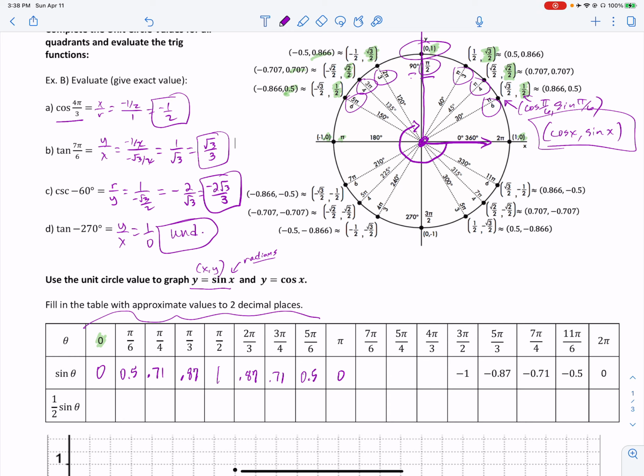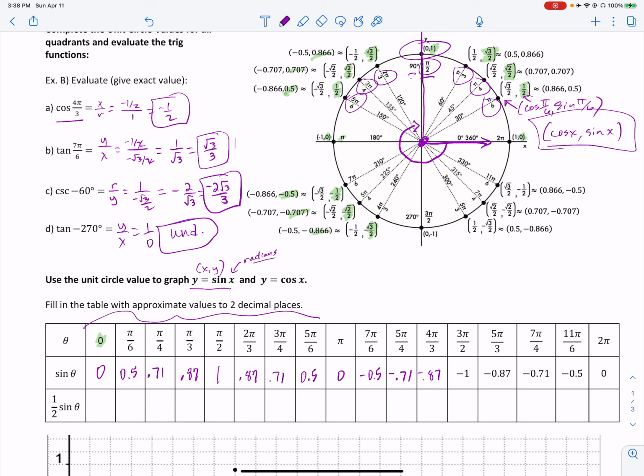And then continue to go around the unit circle and use the y coordinates. At 7 pi 6, we'll be at negative 1/2. 5 pi fourths, negative root 2 over 2. 4 pi thirds, that's negative root 3 over 2. Or for decimals, we've got these 3 y values. So the sine of 7 pi 6 is negative 0.5. And sine of 5 pi fourths is negative 0.71. And sine of 4 pi thirds is negative 0.87.